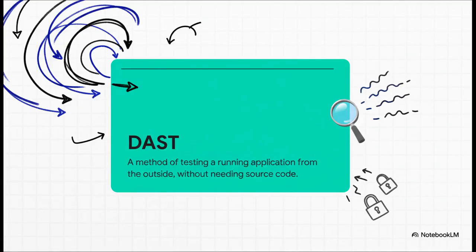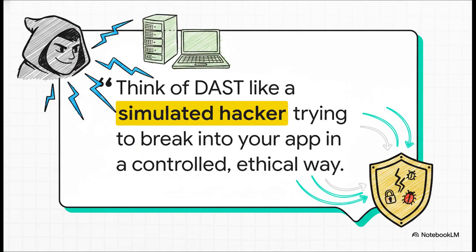That D for dynamic is the most important part. It means we're testing the application while it's in motion, and we're doing it from the outside in. It behaves just like a real attacker would. And here's the kicker. It doesn't need to see a single line of your source code to do its job. I love this way of thinking about it. DAST is your very own simulated hacker. It's programmed with all the dirty tricks and devious methods a real attacker would use, but it's doing it in a safe, controlled environment. Its goal isn't to cause damage. Its goal is to find those security holes before the bad guys do.